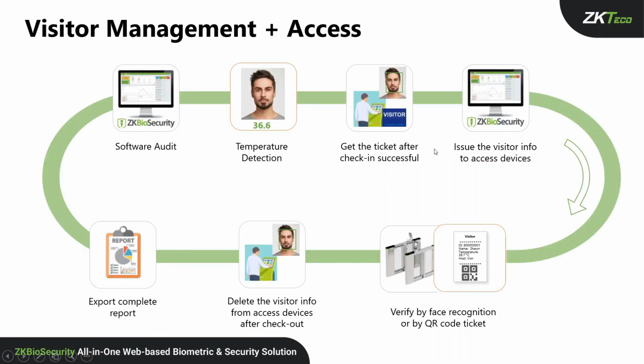Here you can see the topology of visitor management plus access. First they have to enter the information in the software, and they have to check their temperature and get the ticket after check-in is successful. The kiosk can generate the ticket also and issue the visitor info to the access device, and verify by face recognition or QR code ticket.